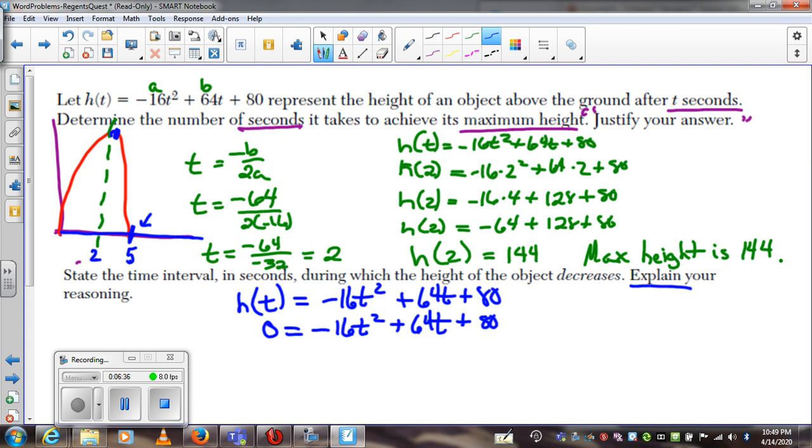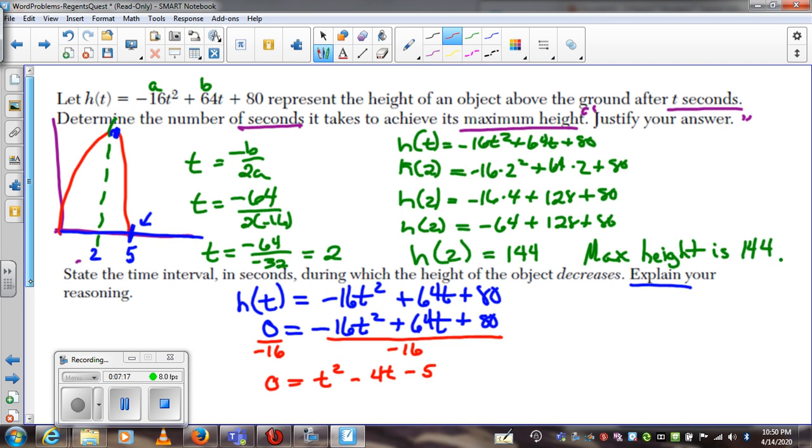Okay, I'm looking at this and I'm saying, can I actually factor this? Because your methods are factoring, using the quadratic formula, or completing the square. I think I'm going to try factoring, but I'm noticing something. I don't know if you see it too, but all of these are divisible by 16. And because I don't like the negative 16, I'm going to divide the whole thing by negative 16. So 0 divided by negative 16 is 0. Negative 16 and negative 16 cancel, and you're left with t squared. 64 divided by negative 16 would give you minus 4t. And 80 divided by negative 16 is actually negative 5.